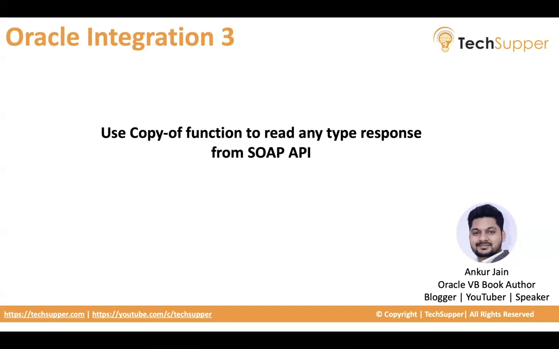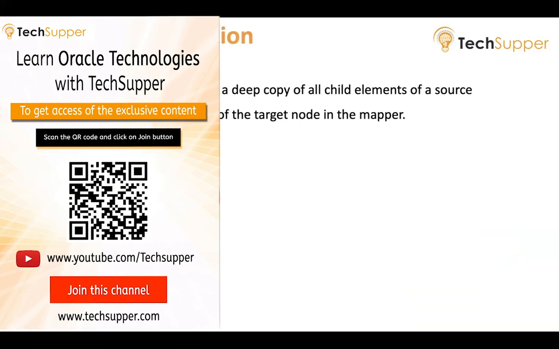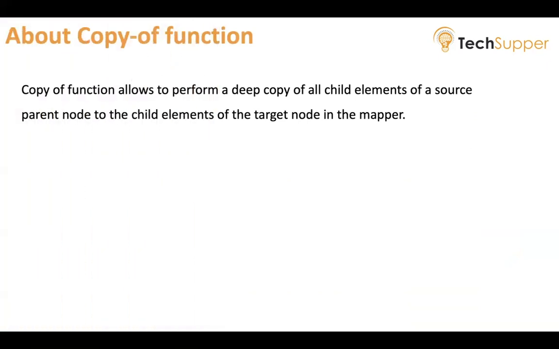But let us understand what the copy-of function is all about. The copy-of function allows you to perform a deep copy of all child elements of the source parent node, meaning you have an application from where you are getting the data and you have multiple child elements. Similarly, on the target application, you have similar nodes with the same names. Instead of mapping all those elements, you can simply use the copy-of function, which will map all the target nodes automatically.